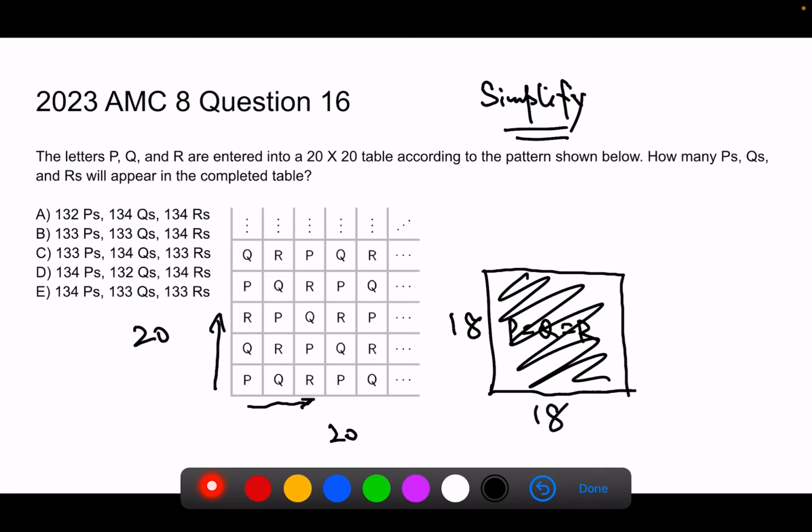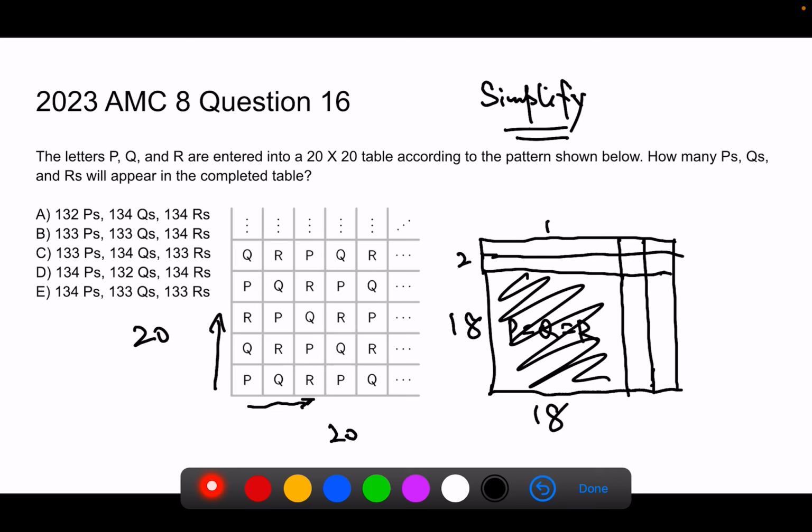Now things get a lot less. So let's take a look at what's remaining. Well, you still have 2 rows left. And similarly, here you have 2 columns. So this is 2, this is 18, this is 2, and 18 is from here to here. And this is 2. Similarly, in the bottom, that's 18.